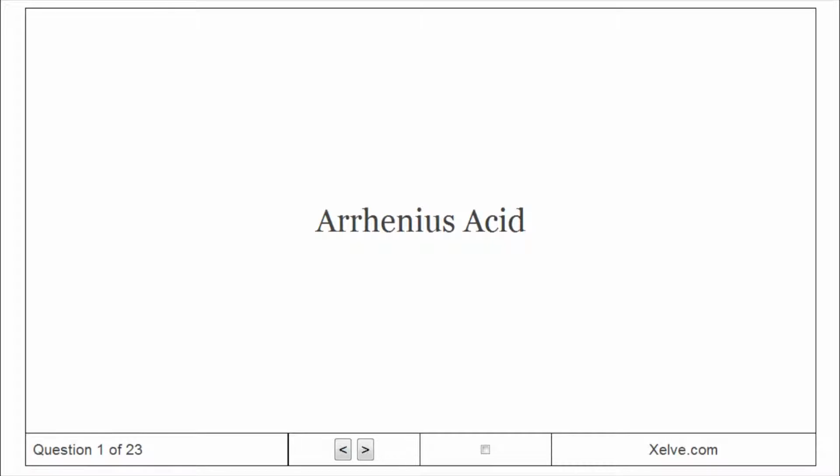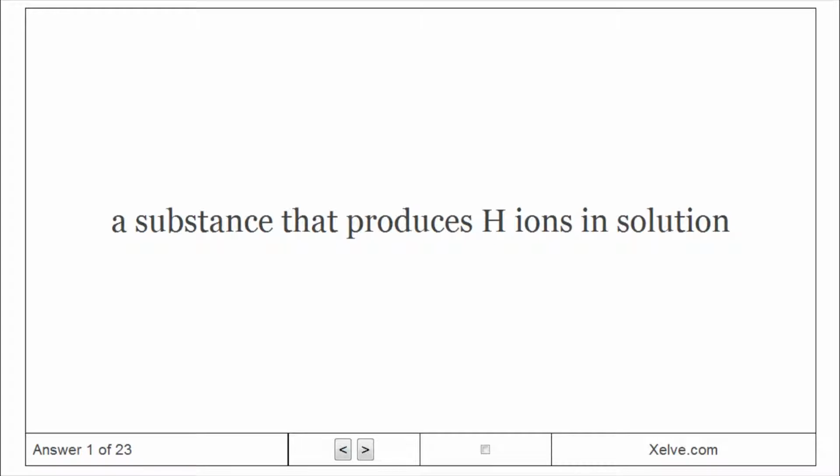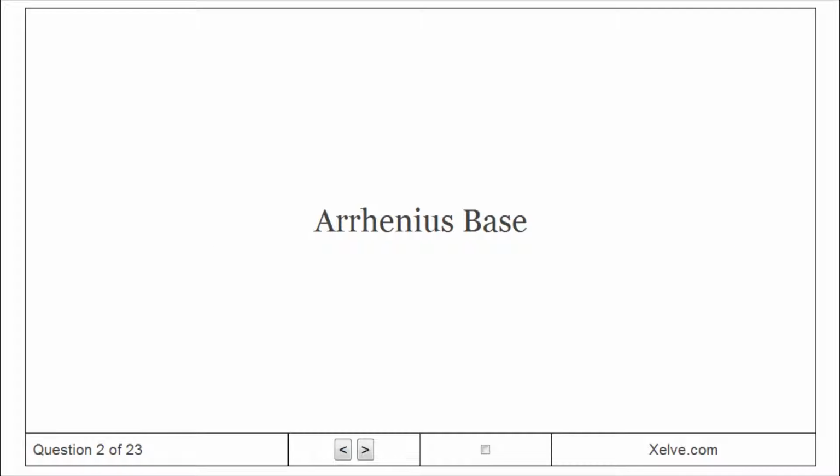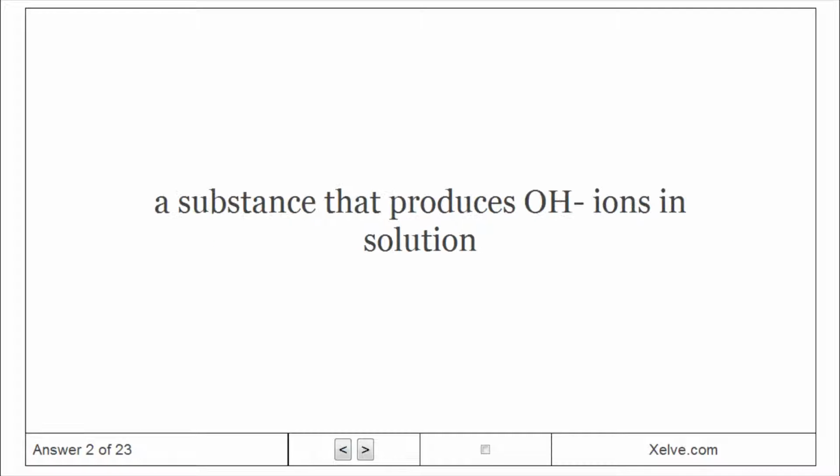Aqueous acid. A substance that produces H+ ions in solution. Aqueous base. A substance that produces OH- ions in solution.